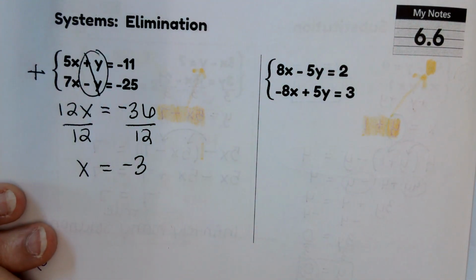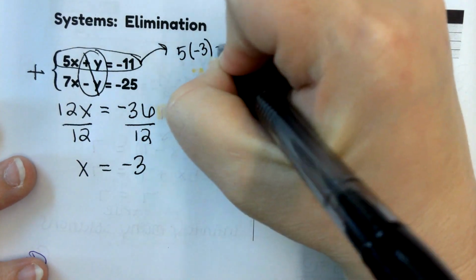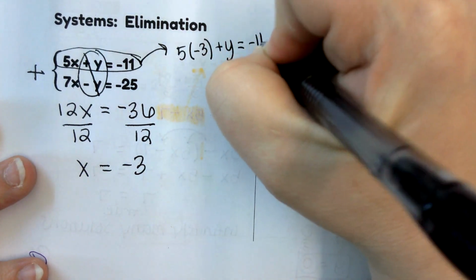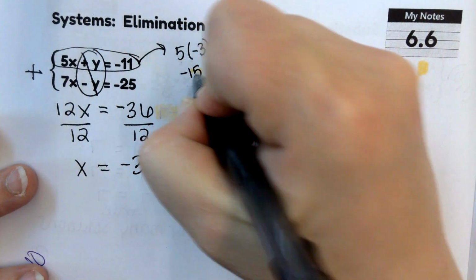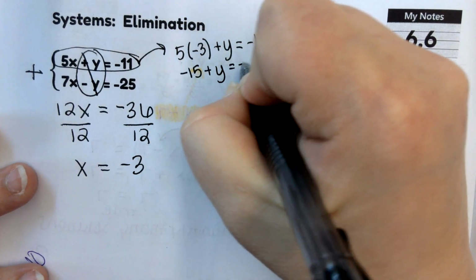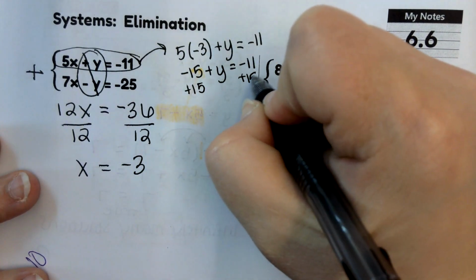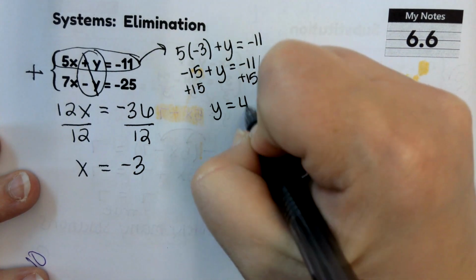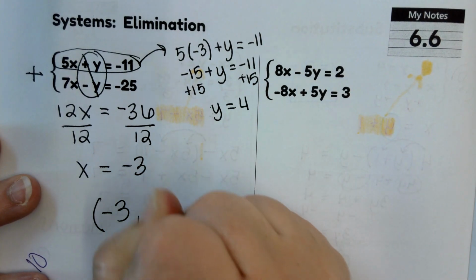I'm halfway done. I'm going to choose one of my equations. It doesn't matter which one you choose. I'll choose the top one. 5 times negative 3 plus y equals negative 11. 5 times negative 3 is negative 15, plus y equals negative 11. Add 15 to both sides. Y equals 4. So my final answer is negative 3, 4.